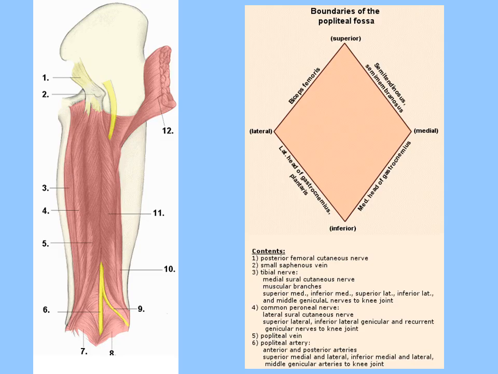Running alongside the popliteal artery is the popliteal vein. Draining into the popliteal vein is the small saphenous vein. The small saphenous vein is a superficial large vein that drains from the lateral foot and posterior lateral leg, and it drains into the popliteal vein.